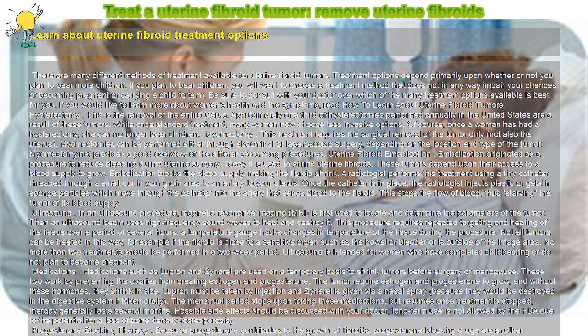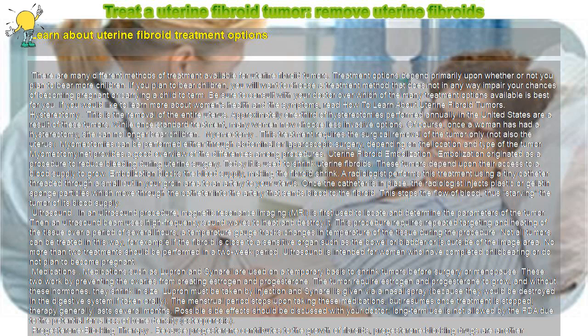A radiologist performs this treatment using a tiny catheter threaded through a small cut in your groin area to an artery to your uterus. Once the catheter is in place, the radiologist injects plastic or gelatin sponge particles which move through the catheter into the artery that sends blood to the fibroid. This stops the flow of blood, thus starving the tumor of its blood supply.